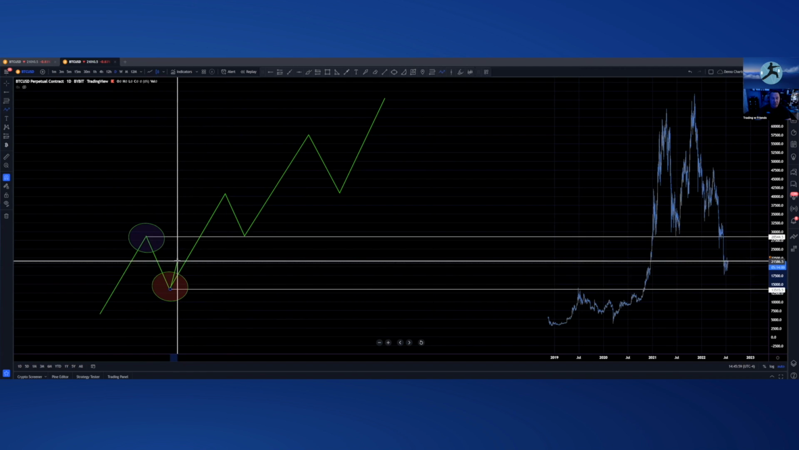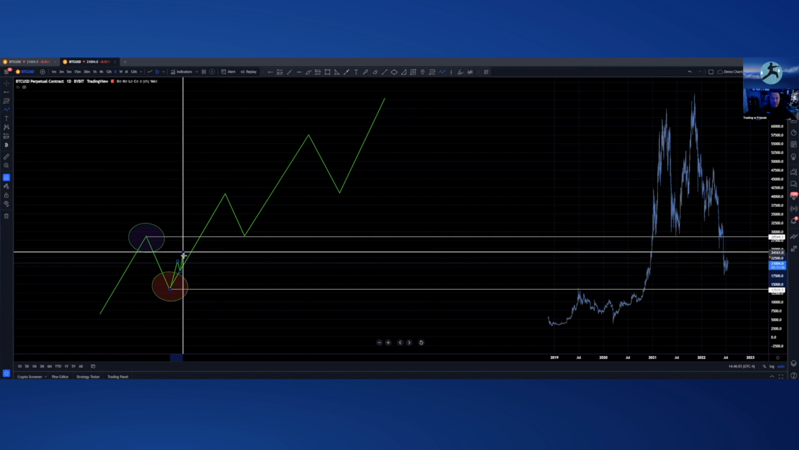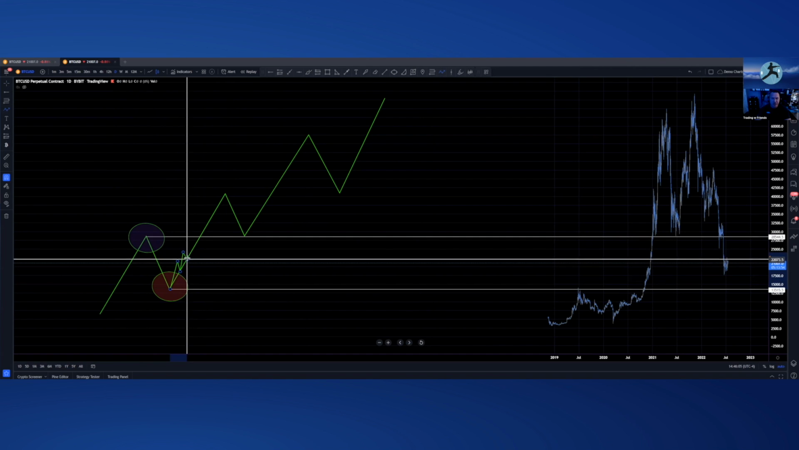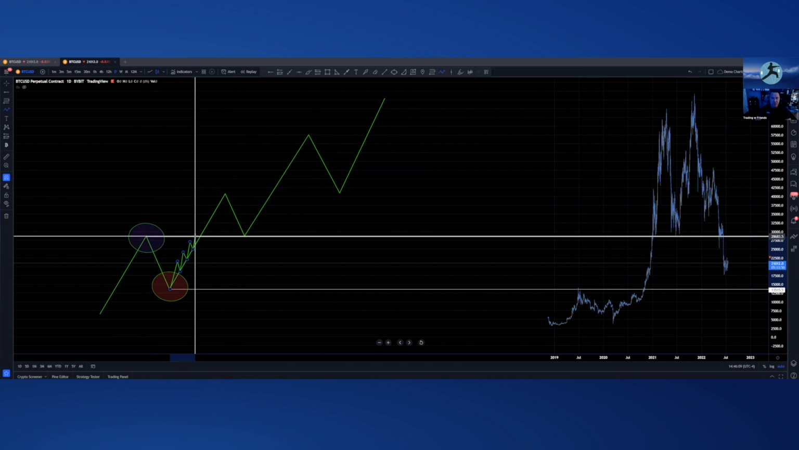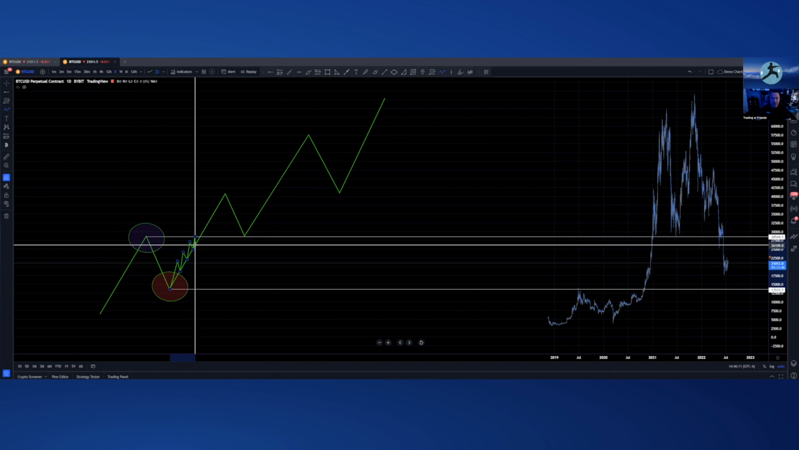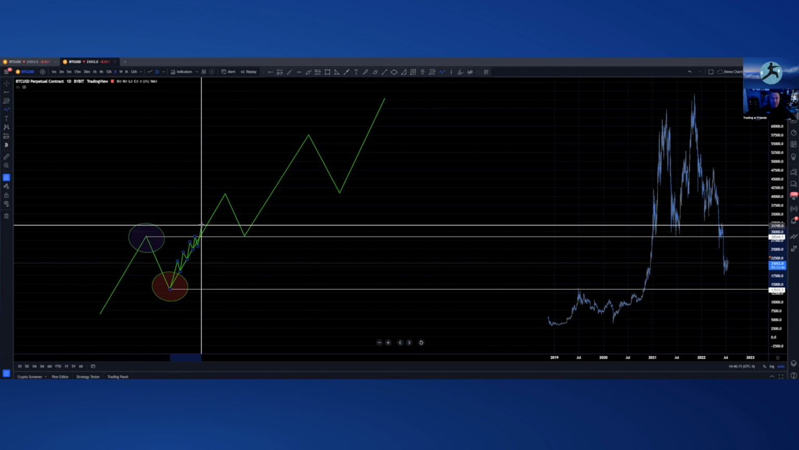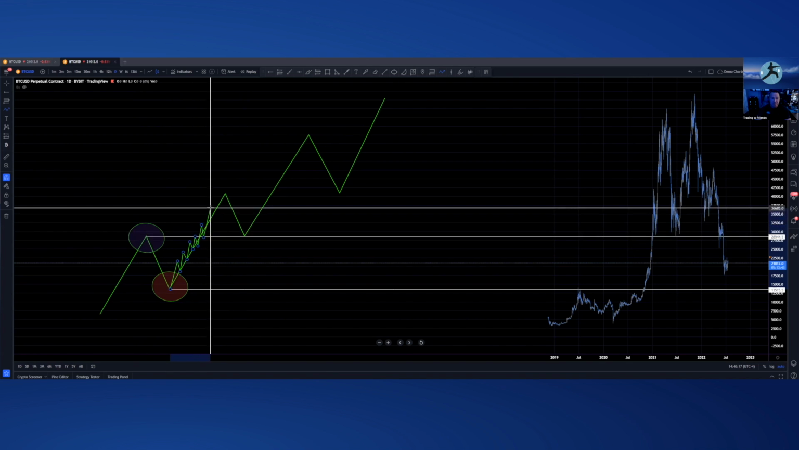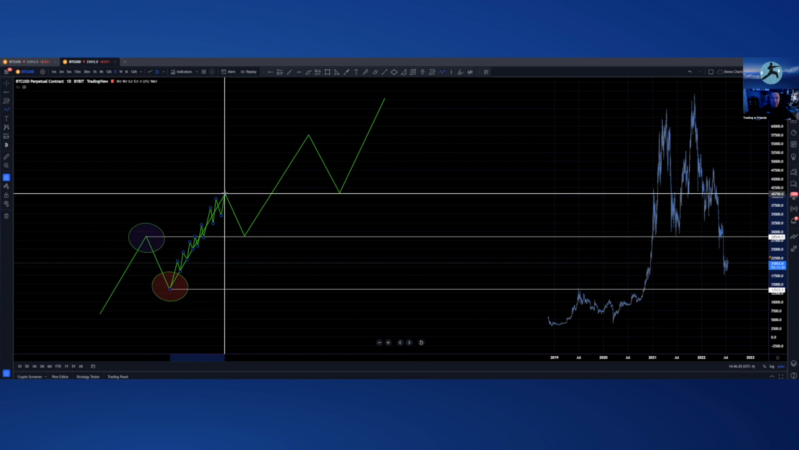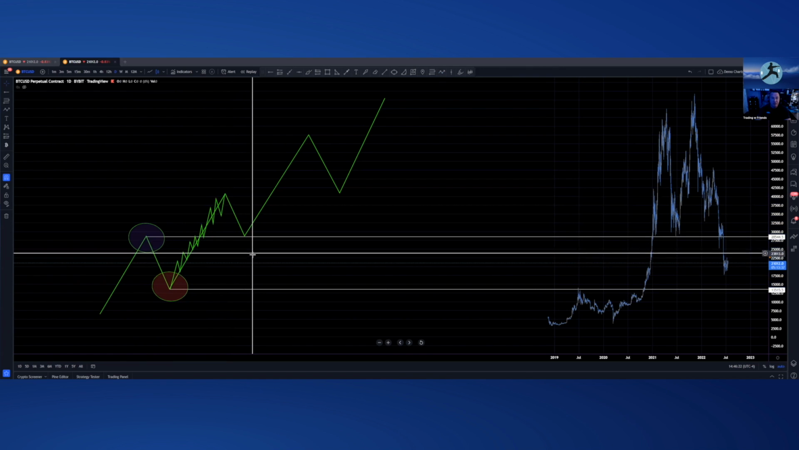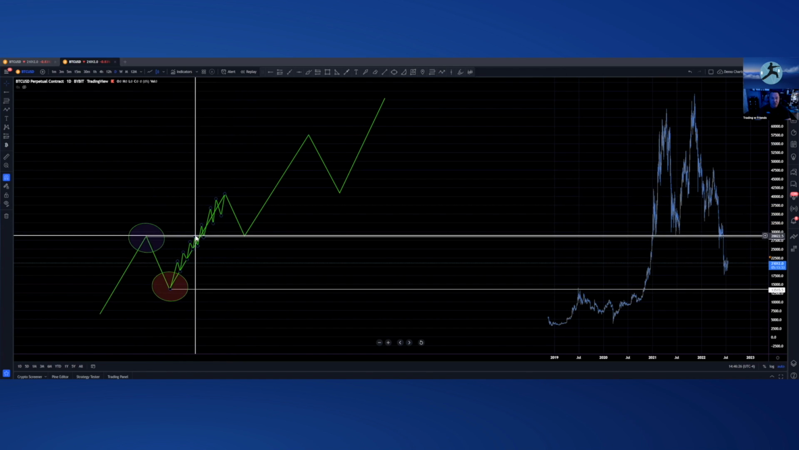So we have internal structure, which is not major, right? This is just the internal or fractal little moves within bigger moves. So it may come up, right? And it may do this. And then it may just keep doing this. And then boom, boom, boom, boom, and so on and so forth, right? So yes, it had a reaction here.